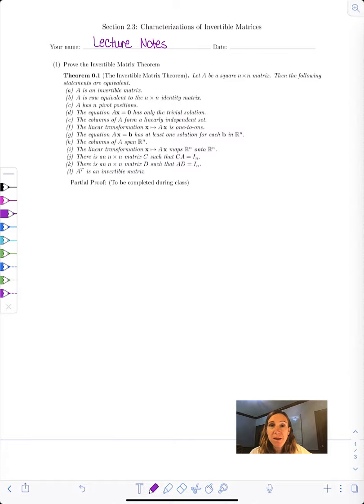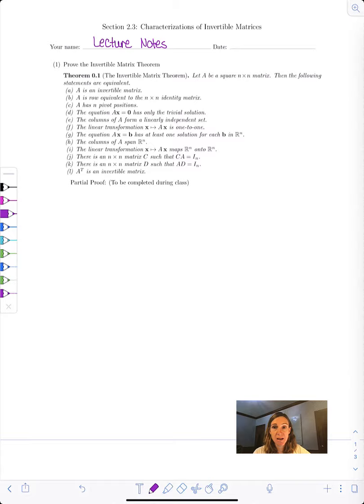So we have a square matrix, an n by n matrix, and then we have a whole big list of things that are all equivalent. These are all equivalent to the matrix being invertible. So we have things like it's row equivalent to the identity matrix. It has n pivot positions, and so on and so forth. And many of these things are only equivalent to being invertible if the matrix is a square n by n matrix. So for example, the equation Ax equals 0 has only the trivial solution means that A is invertible when A is an n by n matrix.